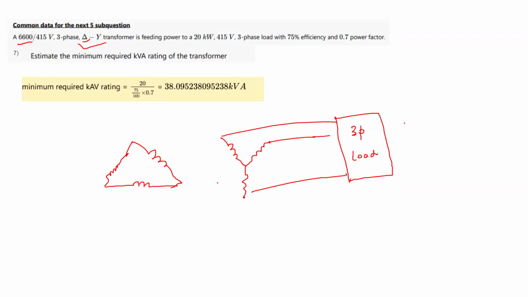This power is 20 kilowatt. But the power factor of this load is 0.7, and the efficiency of this transformer is 75%. First of all, let us calculate the KVA of this three-phase load. For single phase, power is VI cos phi. For three phase, it becomes root 3 VI cos phi, which is your active power.